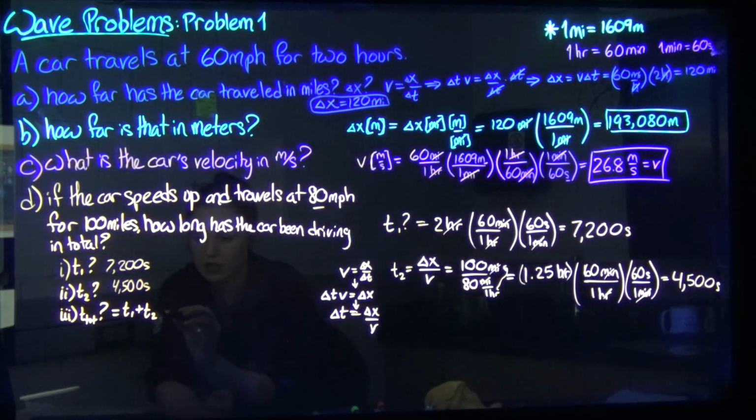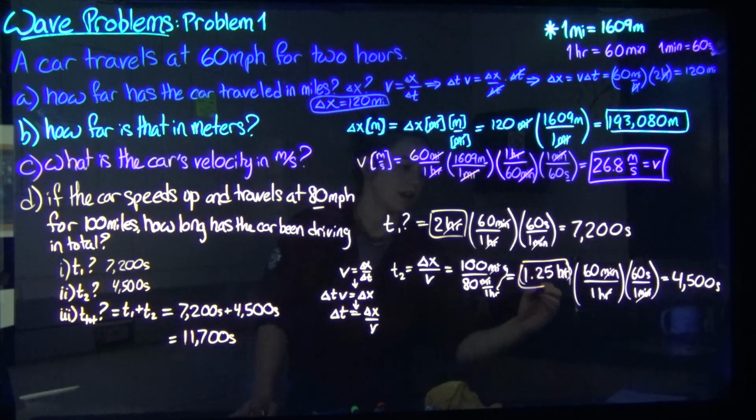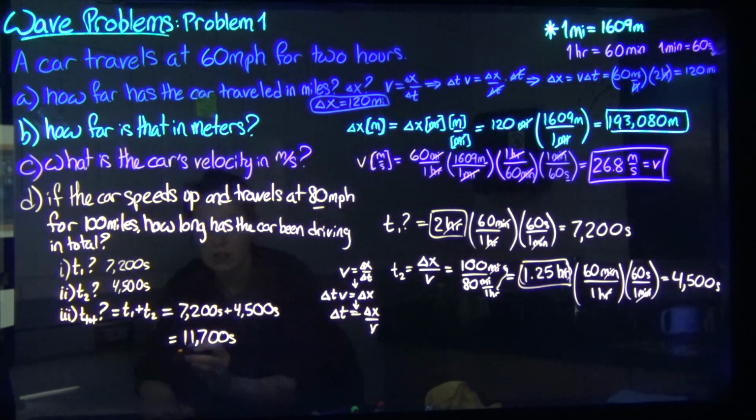And then T total is just these added together. And that's kind of an awkward number in seconds. So we could have kept all of these in our hours, right? Then we would have taken the 2 hours and the 1.25 hours and said it's 3.25 hours.